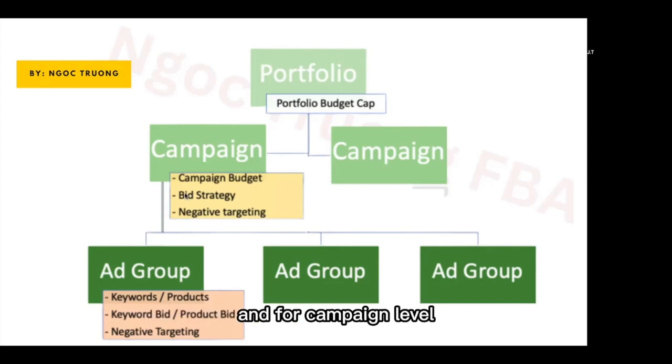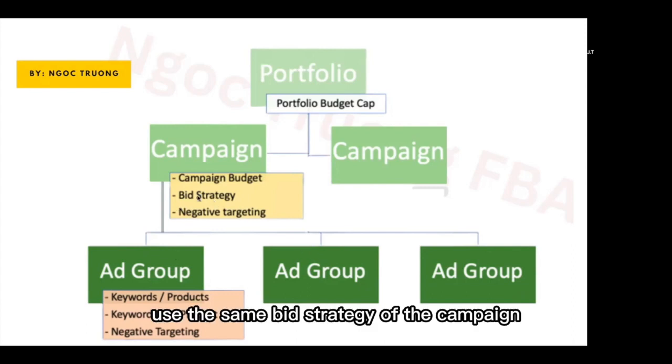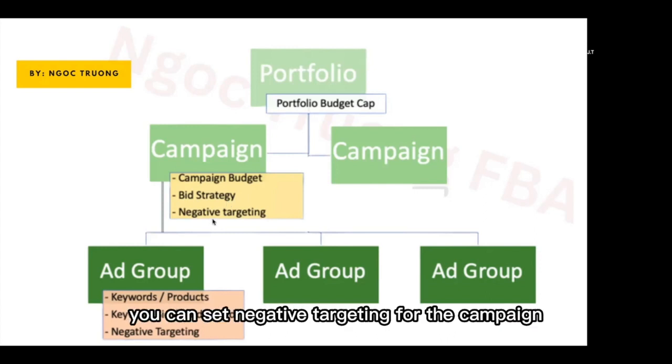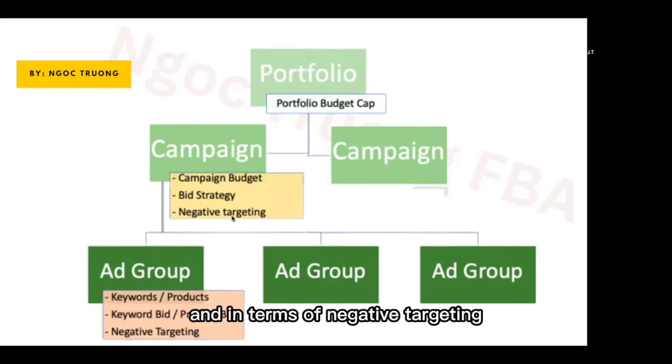And for campaign level, you can set the bid strategy. That means all of the ad groups will use the same bid strategy of the campaign. And currently, you cannot set the bid strategy for an ad group. So bid strategy is only available at the campaign level. And thirdly, you can set negative targeting for the campaign. And in terms of negative targeting, you can have it for the campaign level and have it for the ad group level as well, as I've just explained to you.